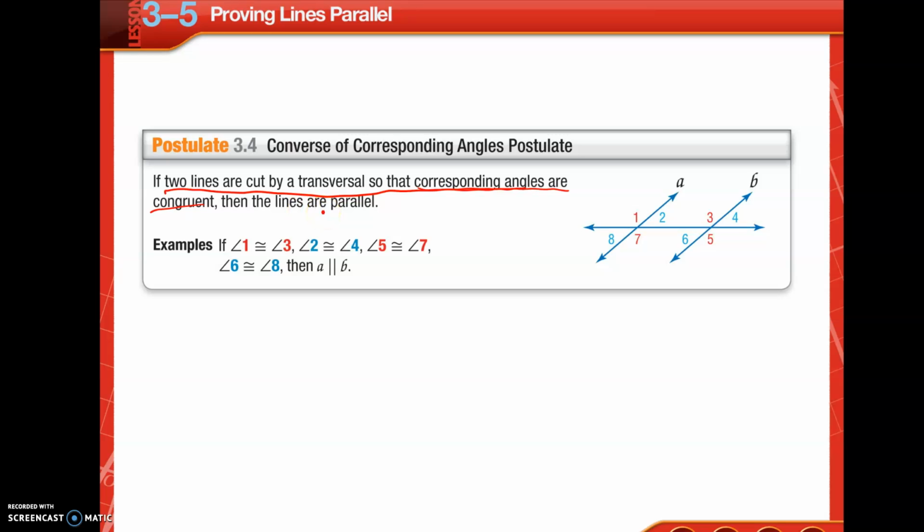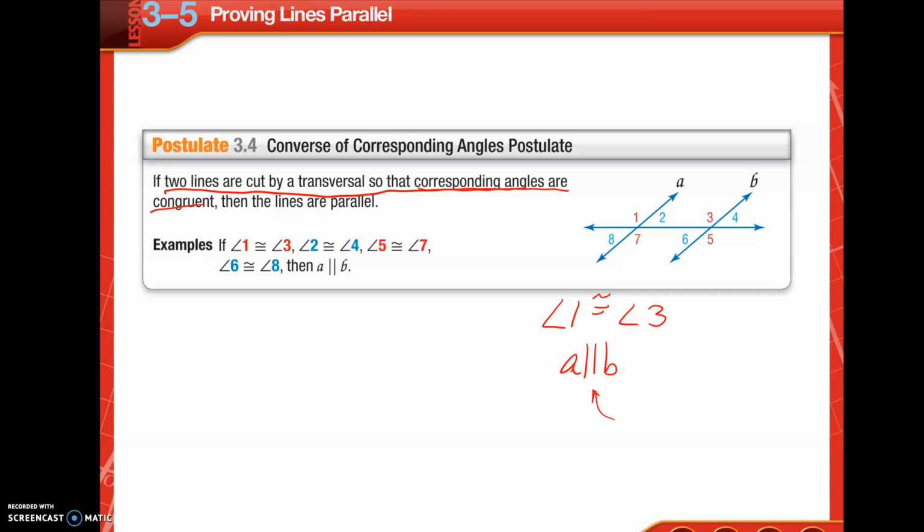So if I look at that, it's just the opposite of what we said before. So what we would say then, if angle 1 is congruent to angle 3, because those are corresponding, then I know line A, not capital A, that's a point, line A is parallel to line B. And again, this is my parallel sign.